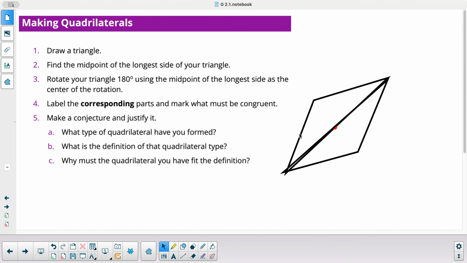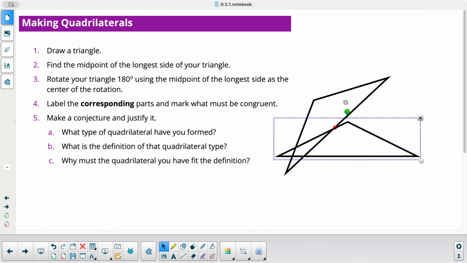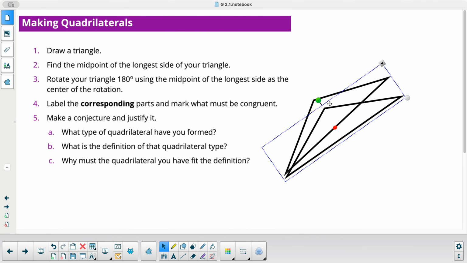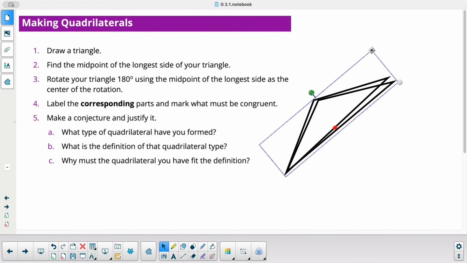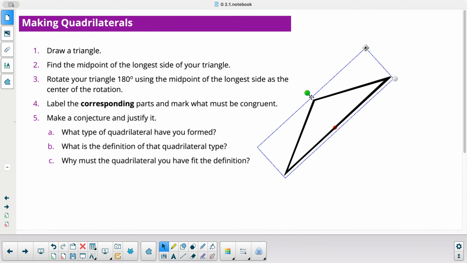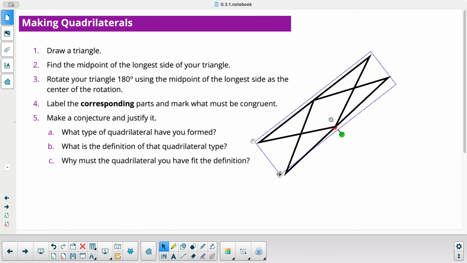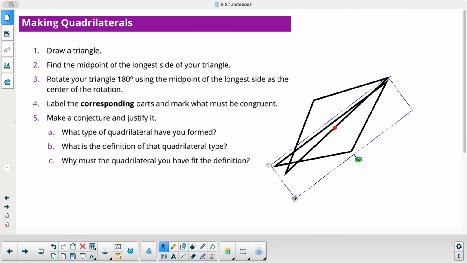Label the corresponding parts and mark what must be congruent, okay? So obviously here, maybe I should have labeled this thing to start. I'll just use colors here. So there it is, rotate it right at the center, which it did not do.